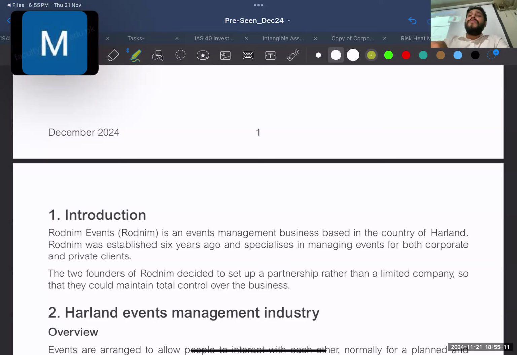See, the major reason for reading this pre-seen again and again is that you can't open it every time in your exam. In fact, you can't spend even 3 to 4 minutes reading the pre-seen in your paper, because you won't have the time. You just have 25 minutes to read your exhibits, and then the remaining 3 hours to start writing the exam.